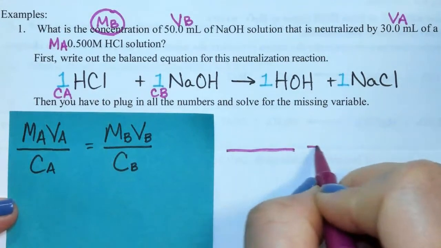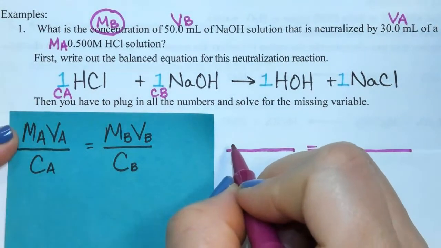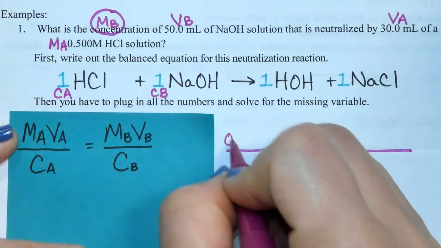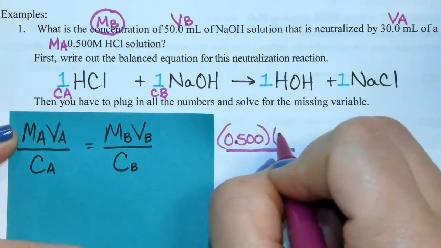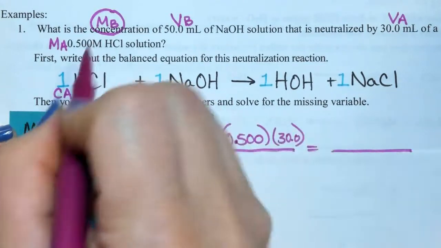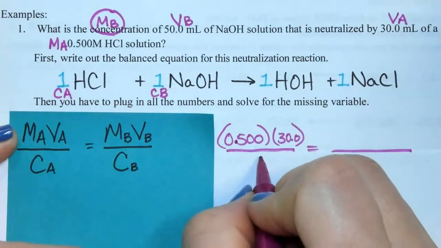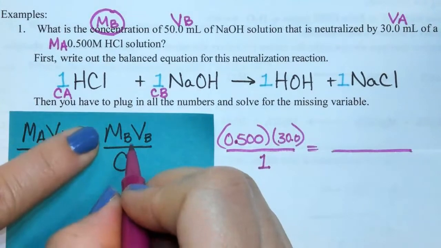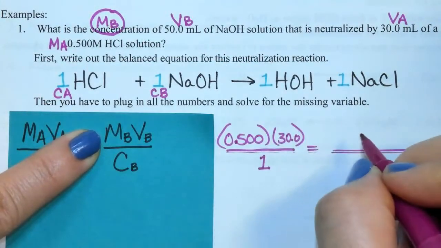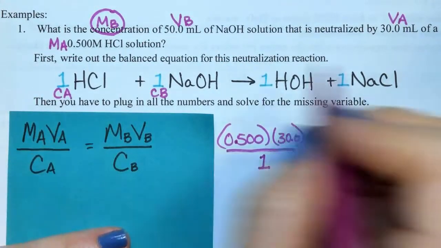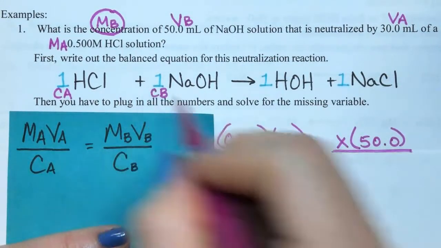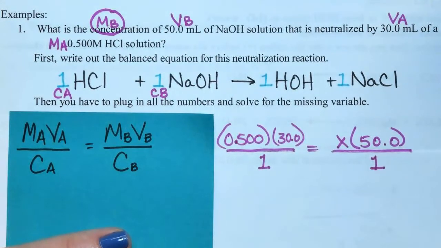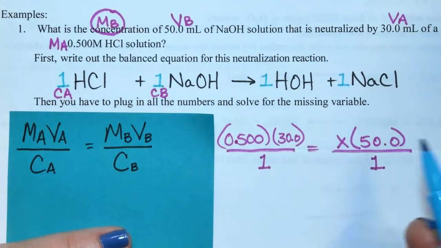So it's going to go, the molarity of the acid is 0.500. And the volume of the acid is 30.0, and the coefficient of the acid is a 1, so that'll be a 1. We don't know the molarity of the base, so that's going to be my X, times the volume of the base is 50.0, divided by the coefficient of the base is a 1. And so now that we have our equation set up, we can solve it by cross multiplying.